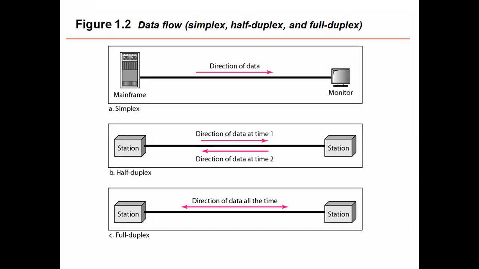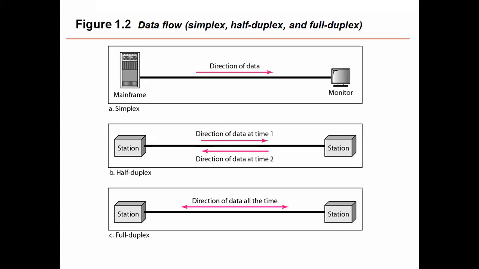The first one, simplex, the best example is a one-way road. When you're traveling on a road, if it has been marked as one way, everyone can travel only in one direction. In the opposite direction, no one can travel. That is what we call simplex.